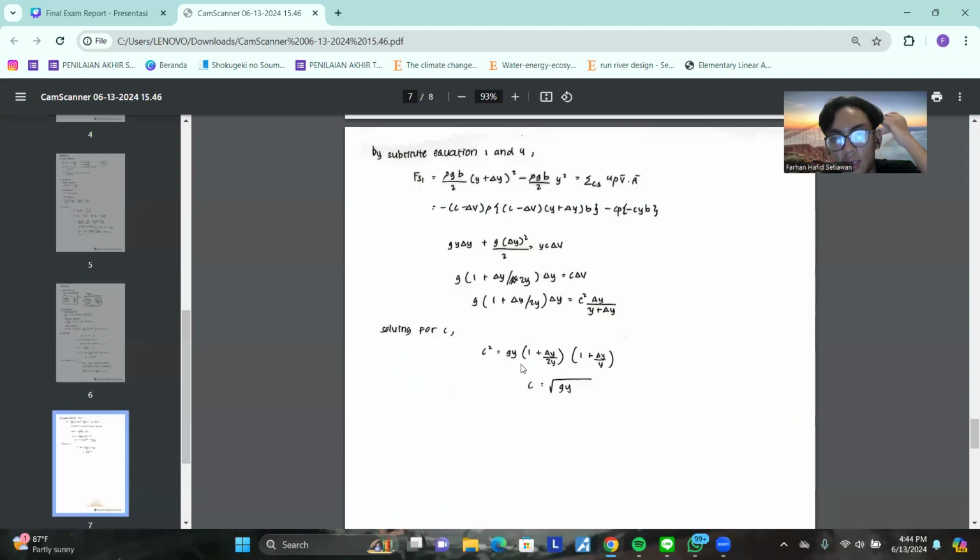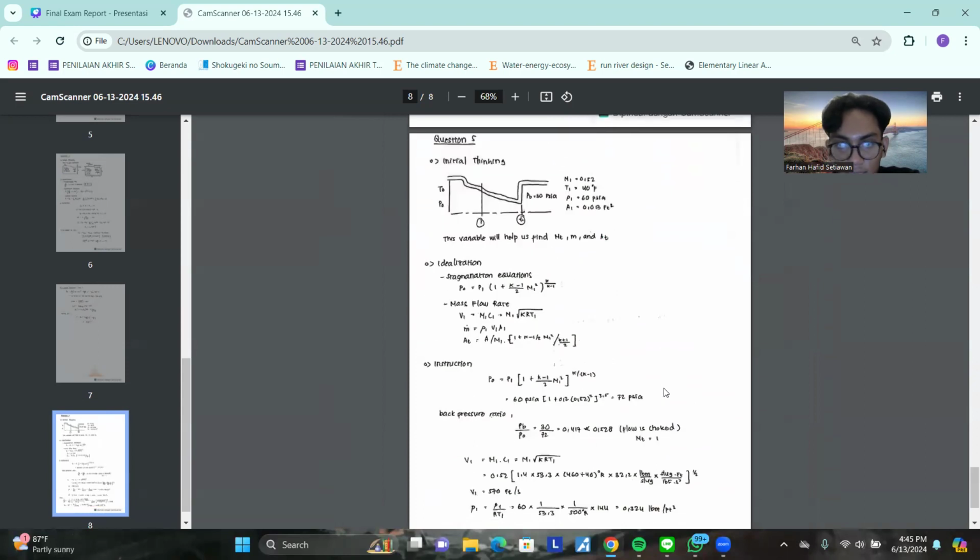That's c squared equals g y times (1 + delta y per 2y) times (1 + delta y per y). And for waves of relatively small amplitude, where delta y is lower than y, we can simplify the expression to c equals the square root of g times y.